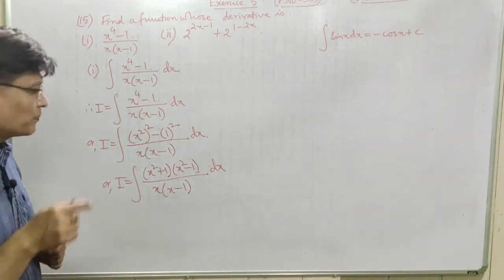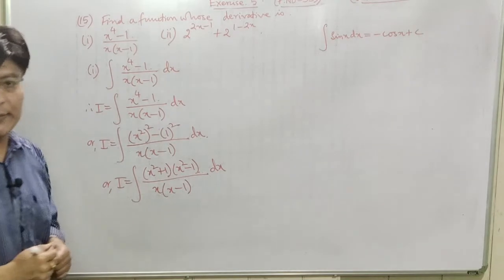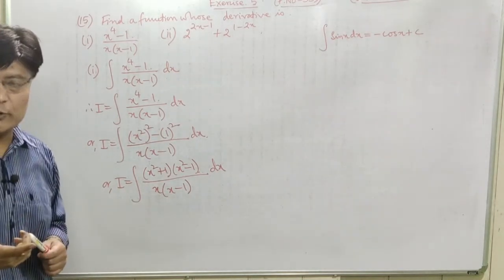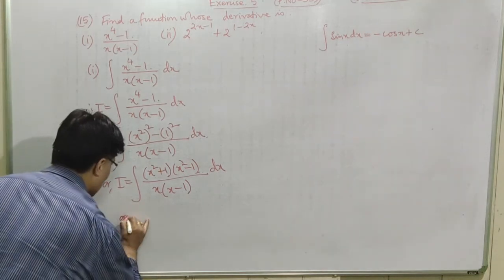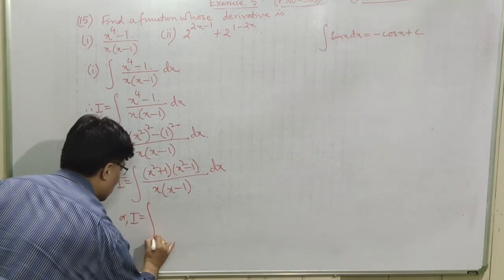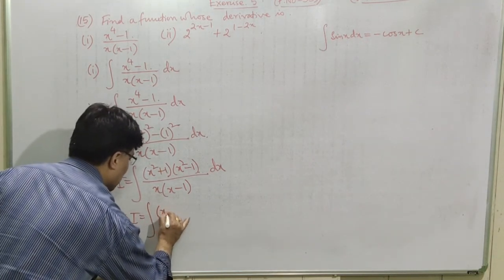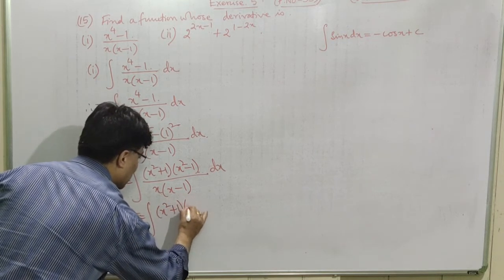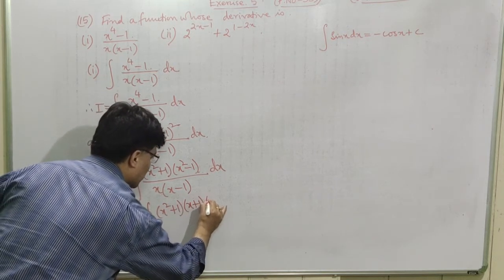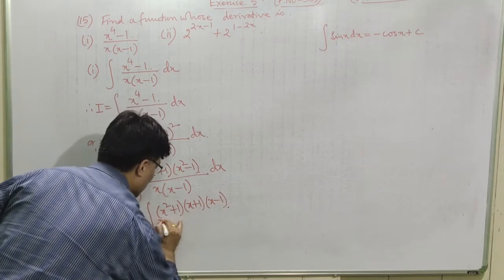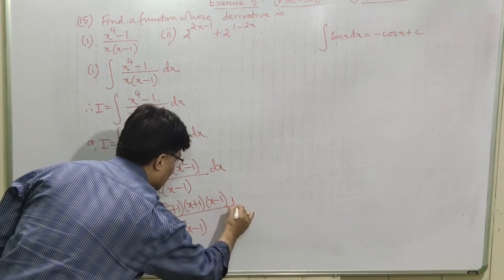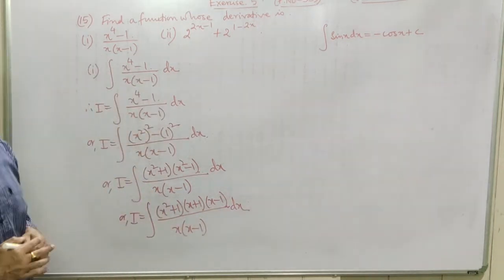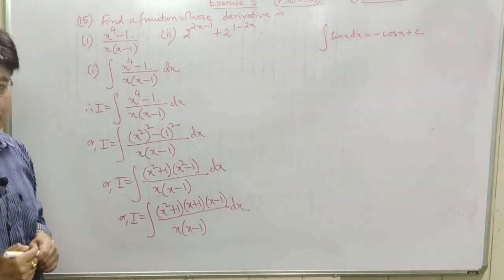Next, what will you do? You can use the formula for x² − 1. That is your a² − b² again, (a + b)(a − b). So I is equal to integration of (x² + 1)(x + 1)(x − 1) divided by x(x − 1), then dx. So I think you have understood it.